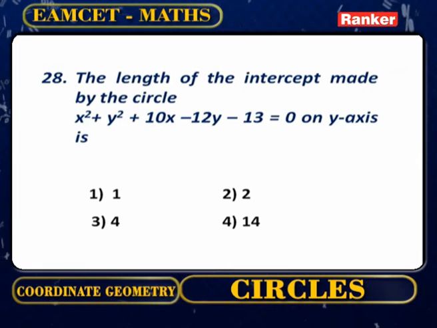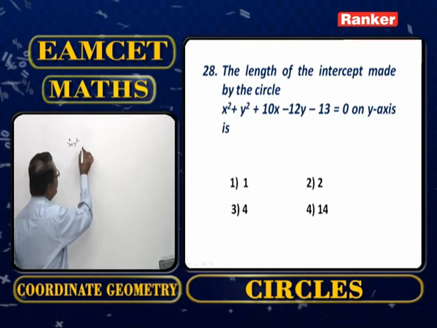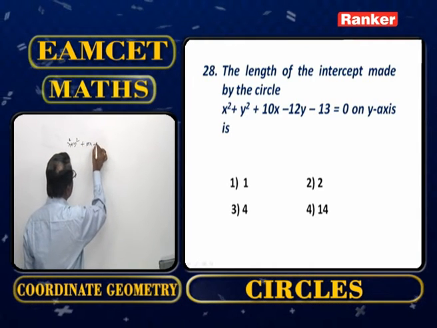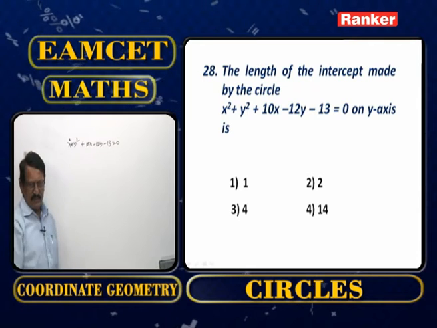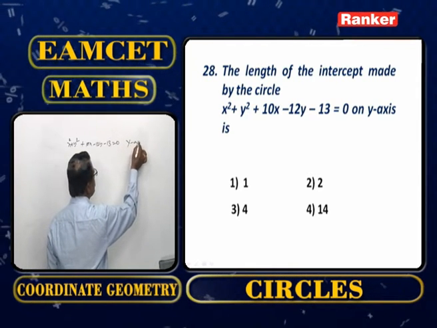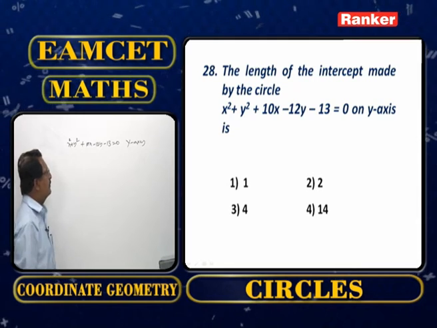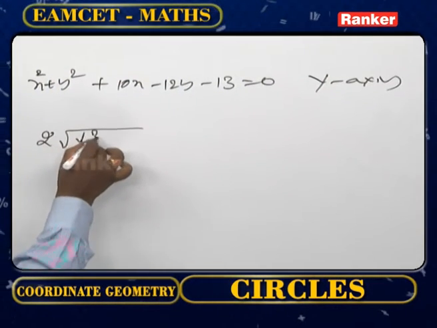The length of intercept made by the circle x square plus y square plus 10x minus 12y minus 13 equals to 0 on the y-axis. Similar problem: the length of intercept made by the circle on the y-axis equals 2 into square root of f square minus c.